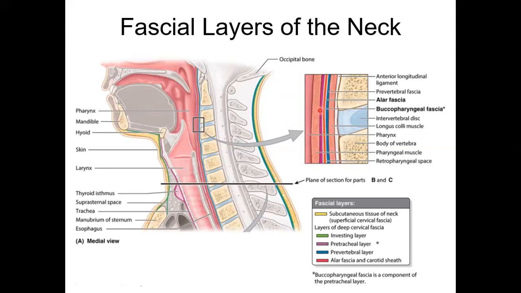So between your buccopharyngeal fascia and your alar fascia is that retropharyngeal space, that danger space, where you can have spread of infection from the throat all the way down into your mediastinum. And they make the point here that your buccopharyngeal fascia is a component of the pretracheal layer, which makes sense because it's posterior to it.